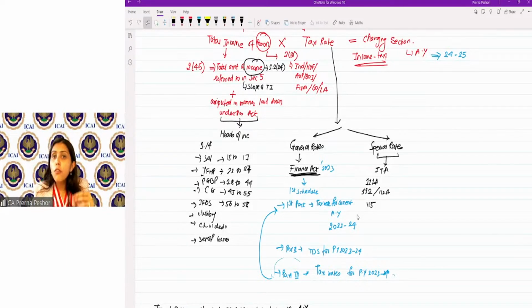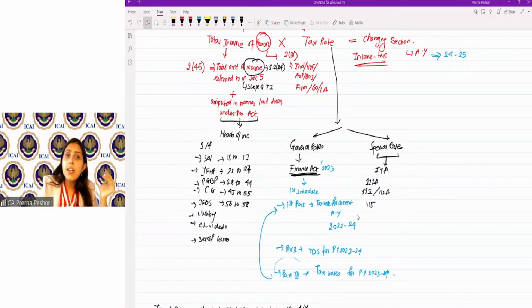Okay. So now we are going to the tax rate assessee wise or person wise. Because the tax rates which are there are different for each category of person. So we cannot have one tax rate. We have different tax rates for different categories of person.